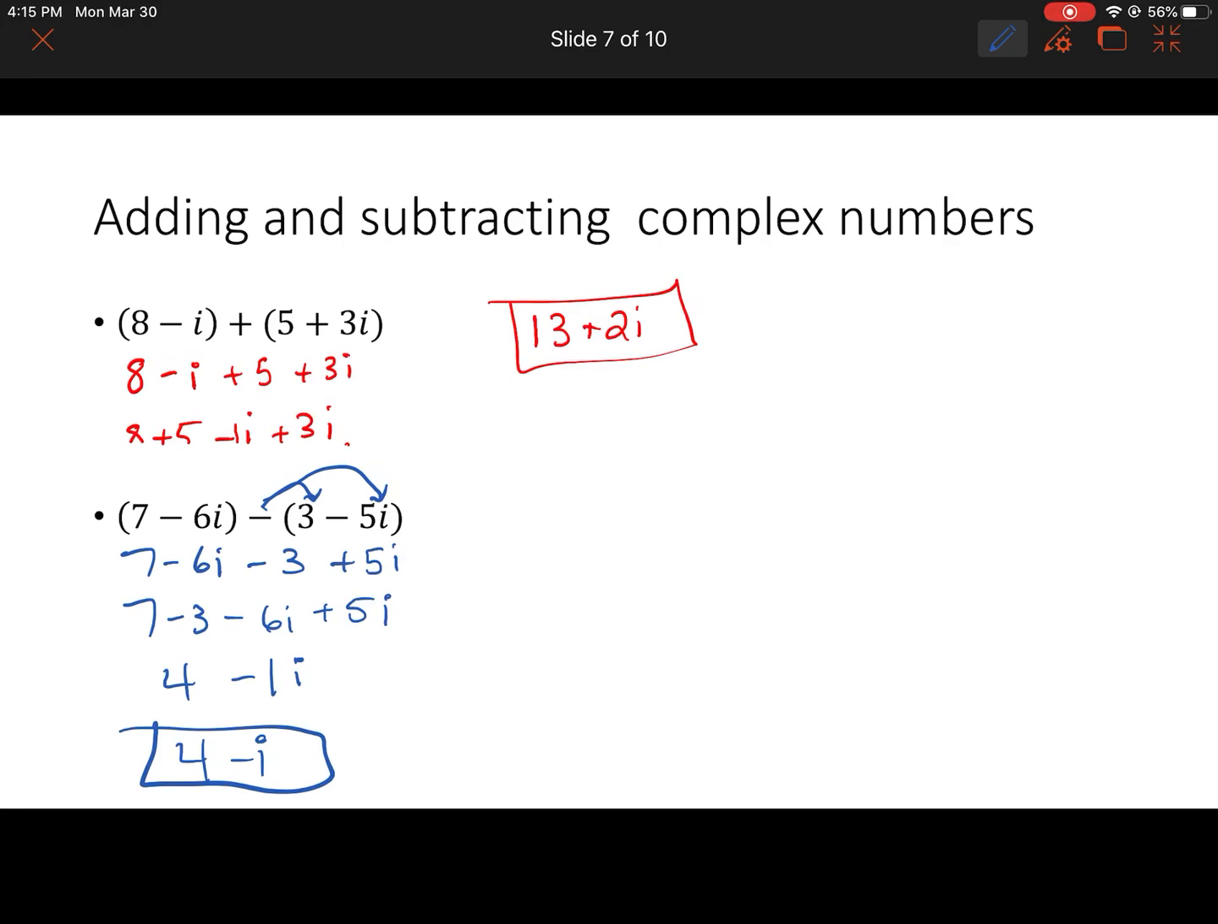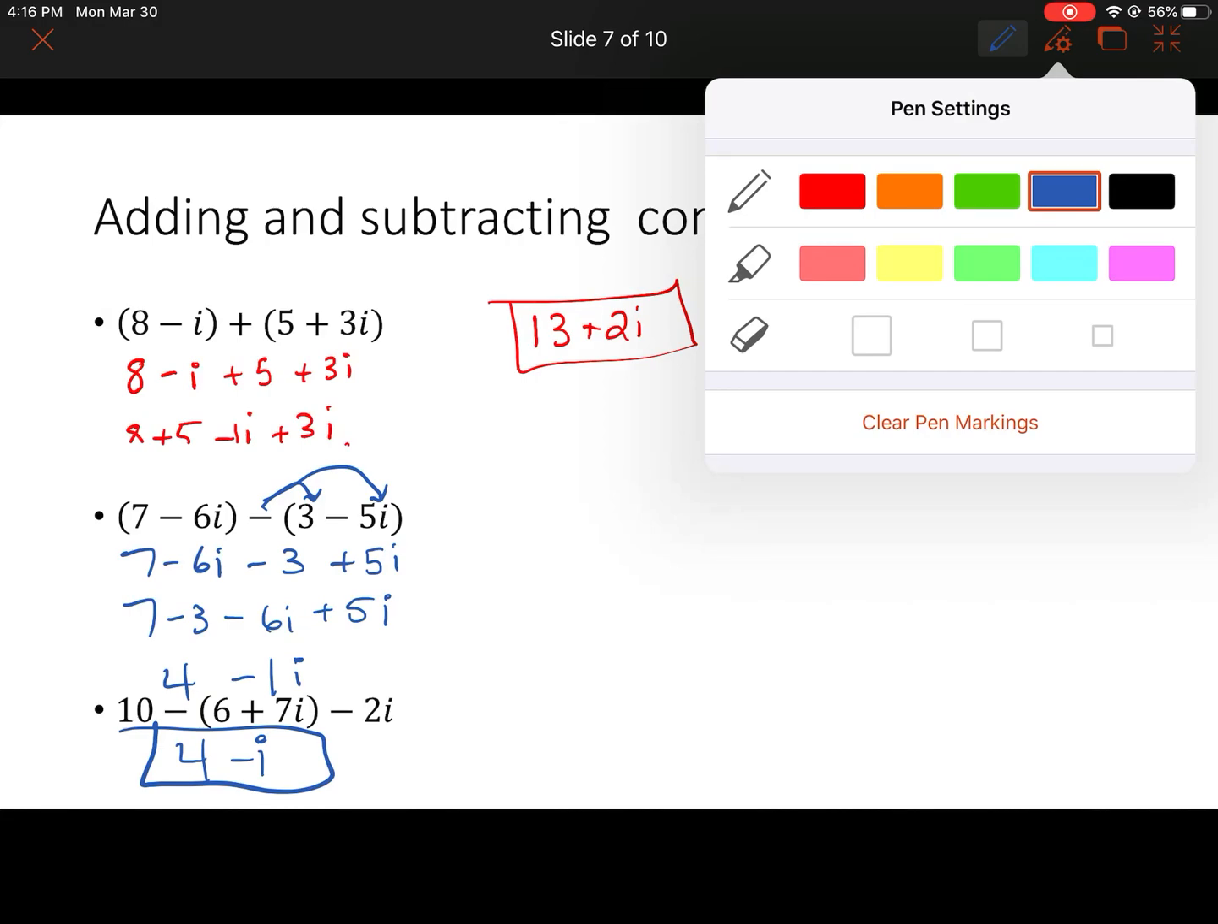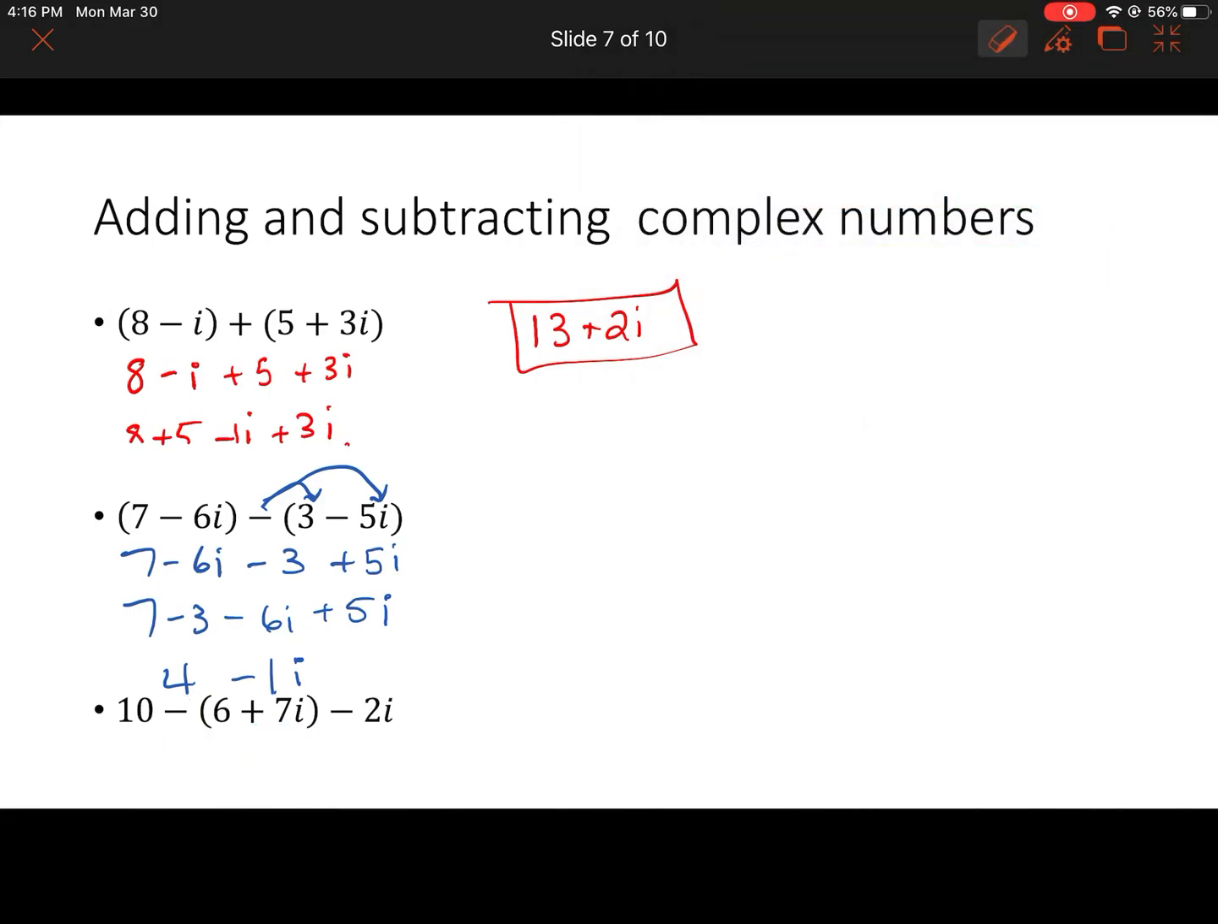But I want you guys to be worried about whenever you have a negative in front of parentheses. Okay, this is always going to change the sign of whatever's inside of the parentheses. So you want to be careful about that. Okay. Finally, oh, we have another one, sorry. All right, well, let me erase this part real quick. 4 minus i, that's our answer.